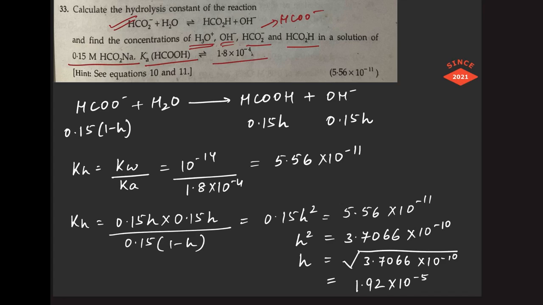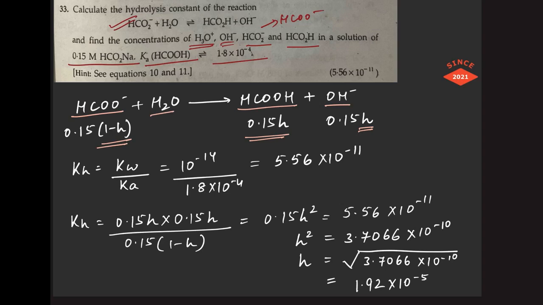So here the hydrolysis reaction will be HCO minus plus H2O forming HCOOH plus OH minus ion. Initial concentration of the salt is 0.15 mole per liter. If H is the degree of hydrolysis, then the final concentrations of the various ions present will be: HCO minus will be 0.15 into 1 minus H. The concentration of HCOOH will be 0.15 into H, and the OH minus ion will also be 0.15 into H.